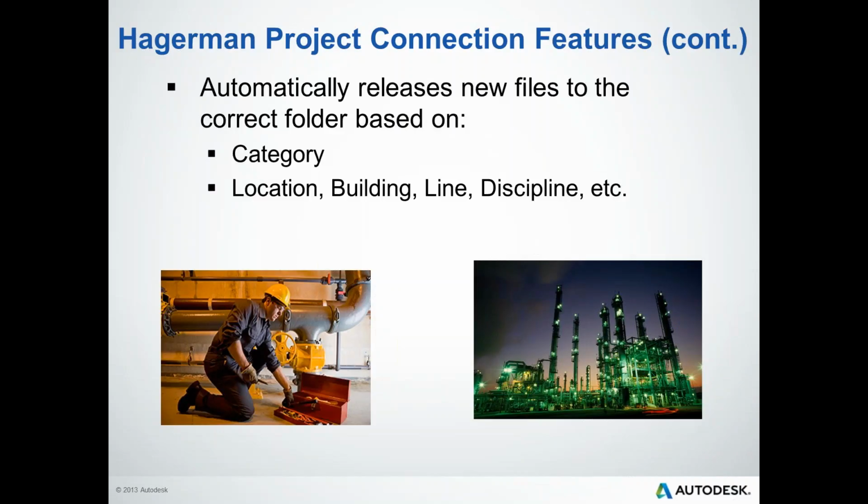Well, we have new capabilities where, when you release those project copies, Project Connection can automatically assign the new as-builts to the correct folders based on however you configure it in terms of the document category, location, building, line, discipline, vendor, equipment type, however you want to configure it. So we think that's a really nice feature to make sure that files get put into the right place so that maintenance and operations can browse and find them easily.